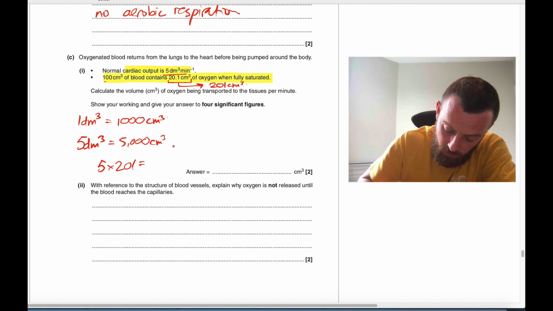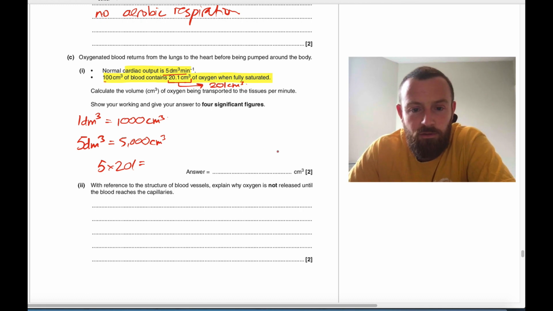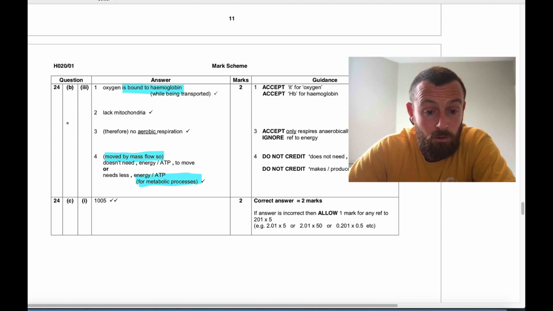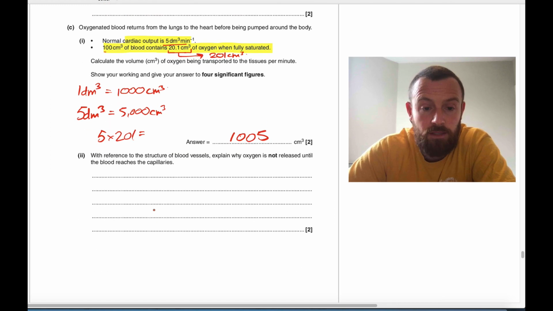5 times 201, 1005. Okay, 1005 centimeters cubed, which is correct.